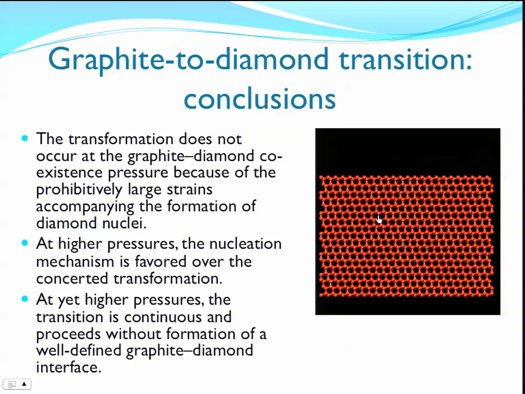No. The pressure in this simulation just stays constant. But of course, it's the pressure where diamond is more energetically stable than graphite. Therefore, the diamond growth is essentially spontaneous once you reach the critical nucleus size.